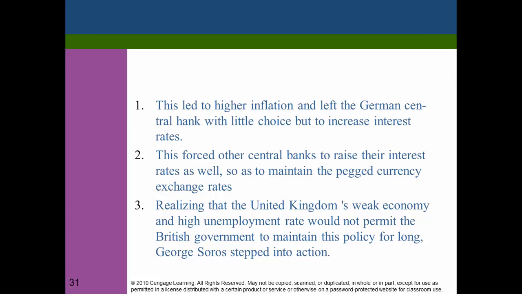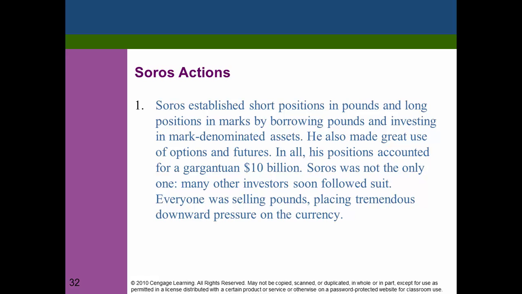So George Soros understood that a weak economy like the UK was not able to afford to do that. Okay? So what is the bet he took? Basically, he established short positions in pounds and long positions in marks by borrowing pounds and investing in mark-denominated assets. Just like we talked about for the banks, the two examples we did, this is pretty much what he's doing. He's borrowing in the currency that is expected to depreciate and investing in the currency, the German mark, that is expected to appreciate.